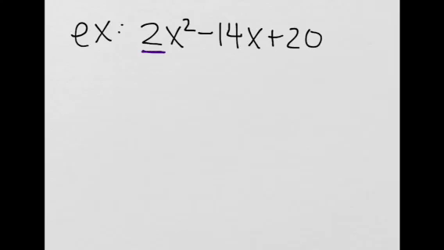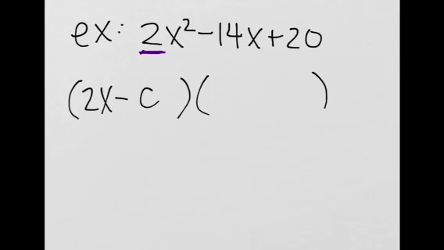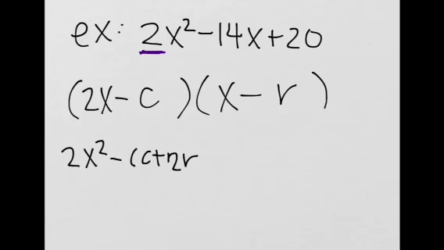Now realize that we have a coefficient out in front. Because 2 is a prime, that's nice. We know that it has to factor in the way of either 2x minus c times x minus r. Now if we expand this, we get 2x squared minus c plus 2r x plus cr. So realize we know that c times r has to equal 20.